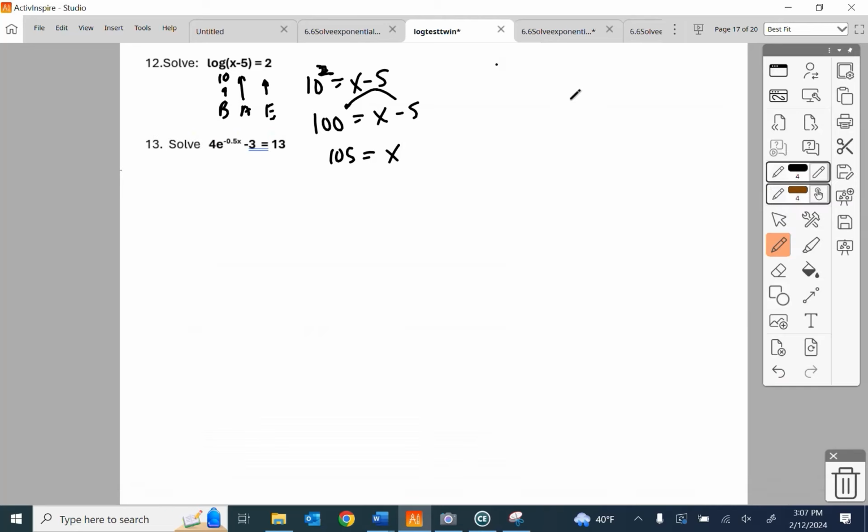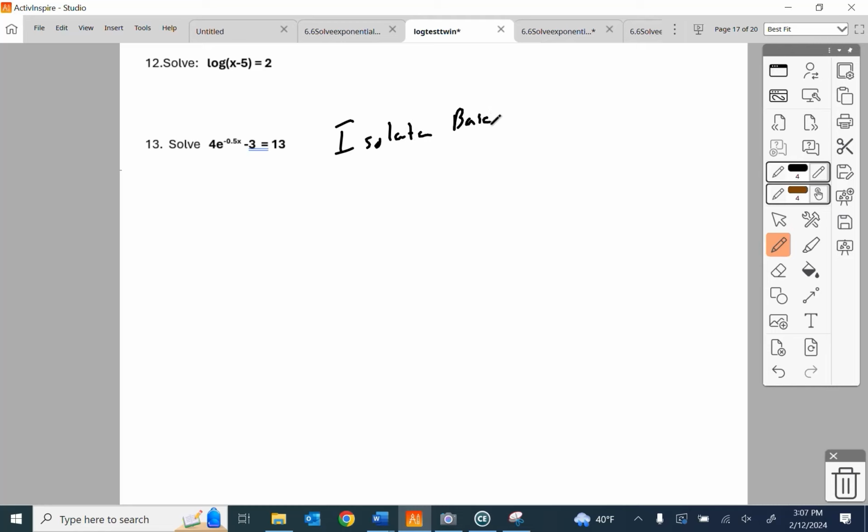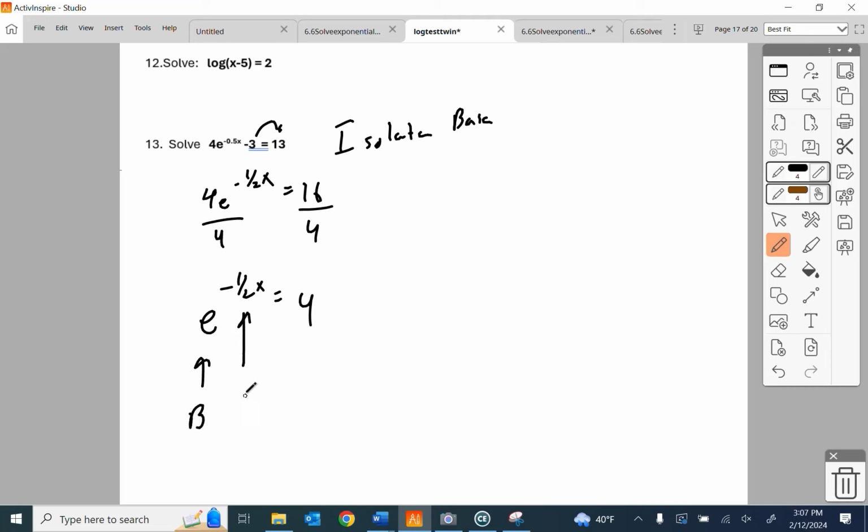All right. Solve the next one. And what we're going to do is isolate the base. So we're going to add 3 to both sides. 4e to the negative, I'm going to rewrite this as a fraction, 1/2 x is 16. Divide out by 4. e to the negative 1/2 x is 4. And here's my base. There's my exponent. And that has to be my answer. And again, log base e is ln.